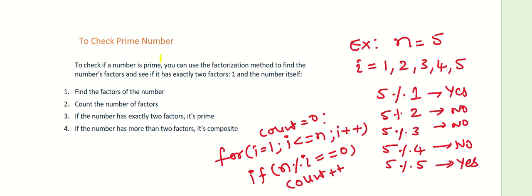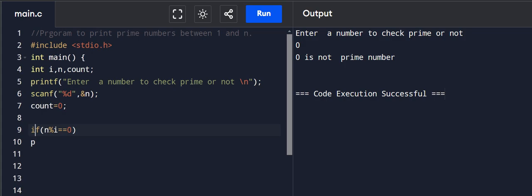So we'll write one more condition outside the for loop. After completing the for loop, we'll check whether the number of factors is 2 or not. For this, we'll see the program.